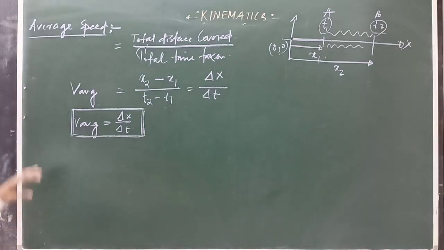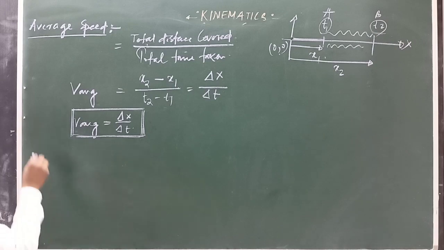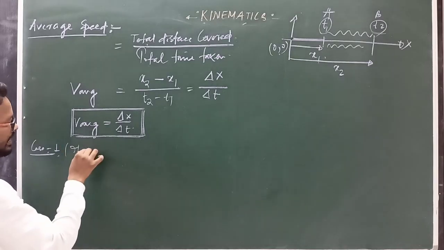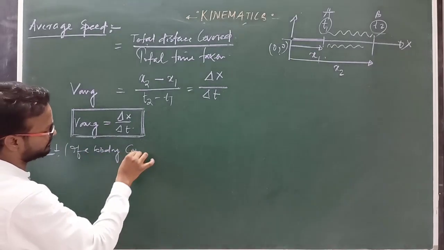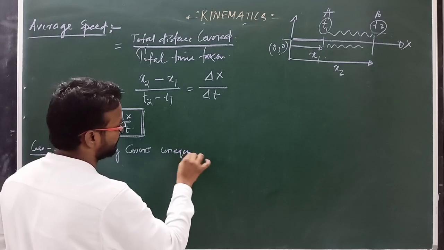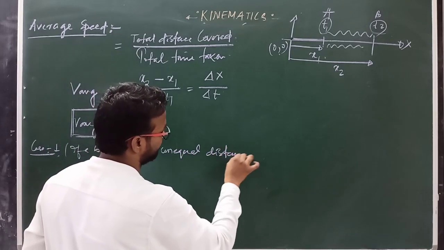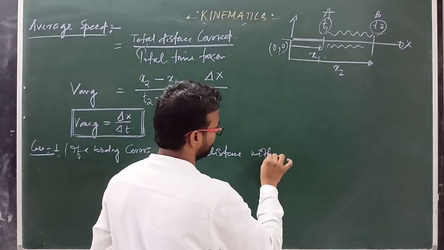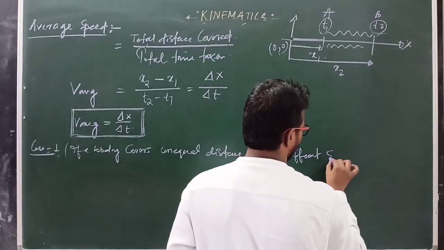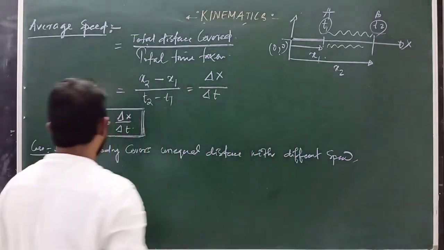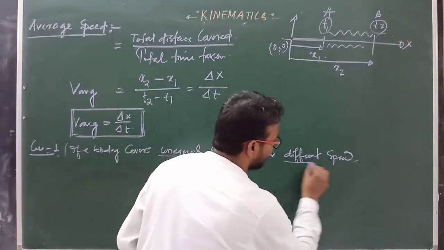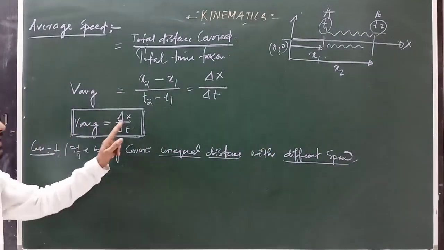So if we discuss different cases regarding average speed, suppose I am taking here case number 1. Suppose a body covers unequal distances with different speeds. Find the average speed of the body. If a body covers unequal distances with different speeds, then find the average speed of the body.